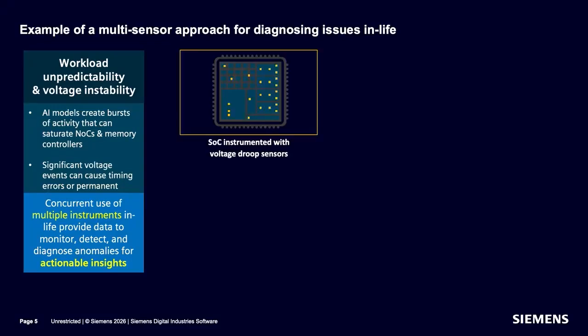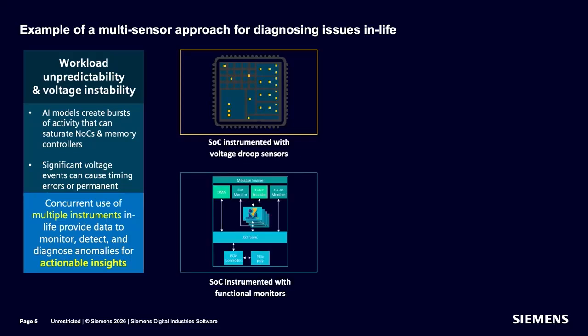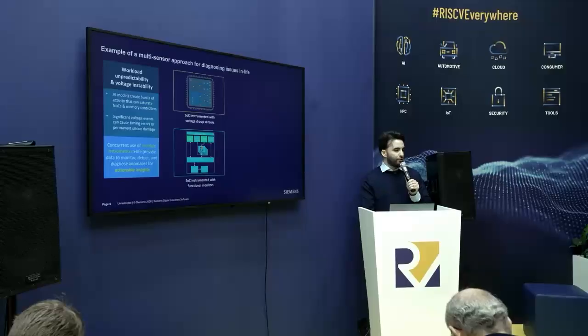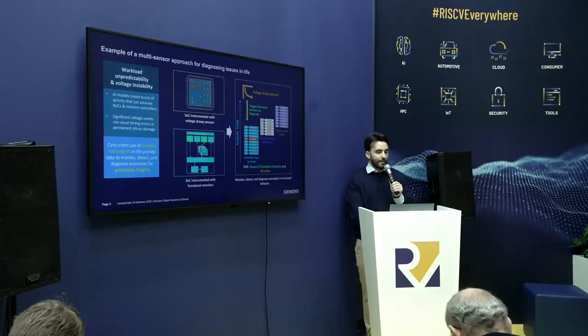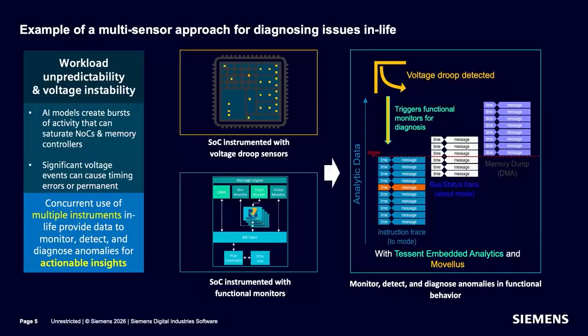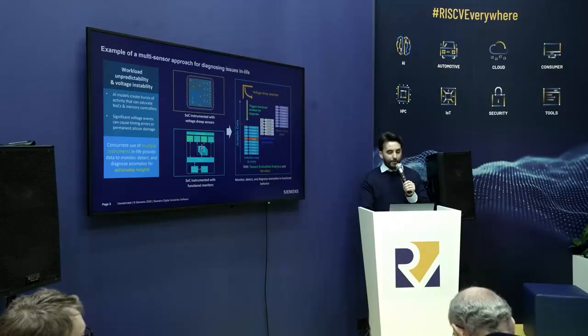So for example, if an SoC is embedded with voltage droop sensors and also functional monitors, we can have a system where the voltage sensor can sit vigilantly waiting for a voltage droop to happen. And when that happens, we can then enable our functional monitors, and that could help us diagnose what happened.